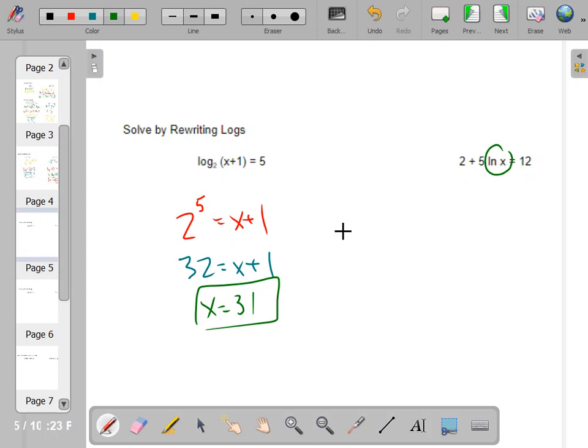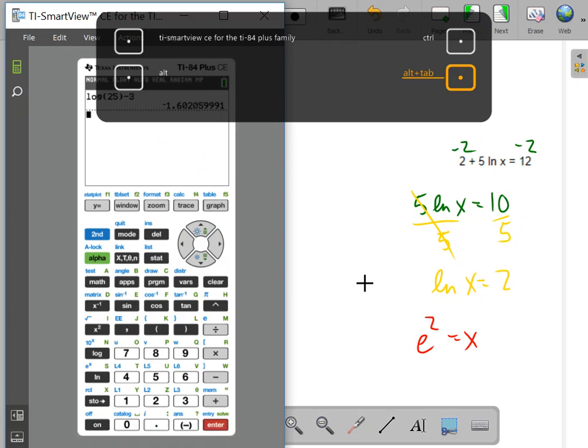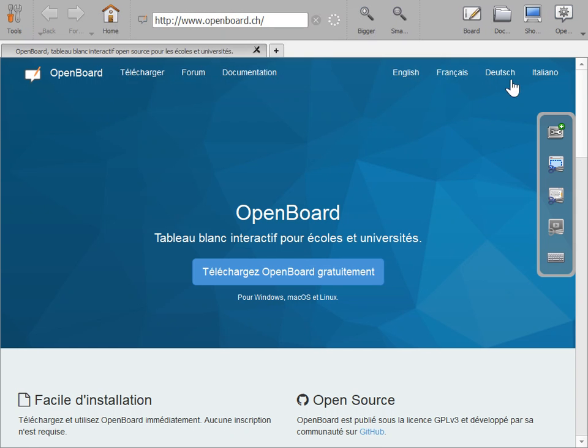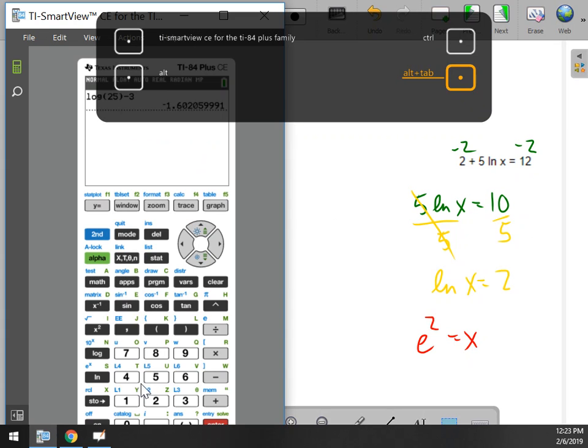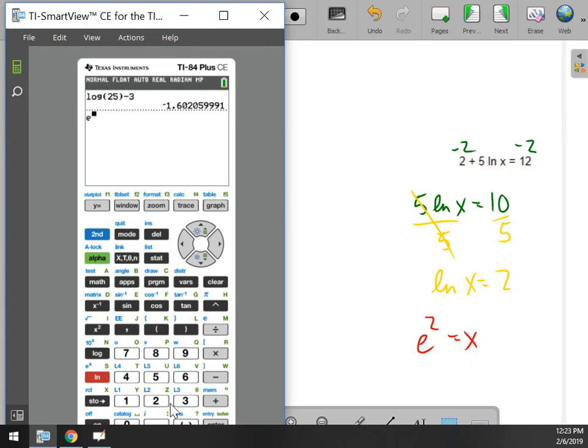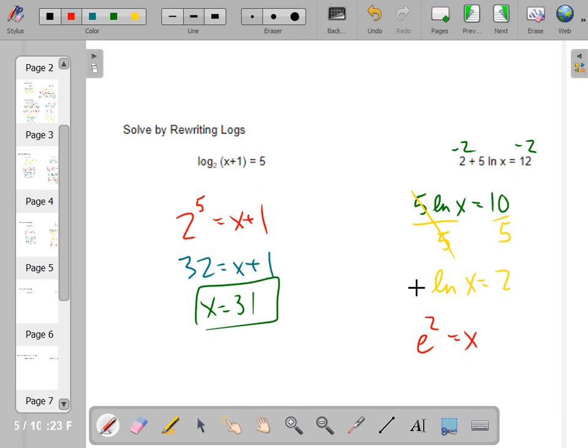We're going to do the same thing here, but we need to get that natural log by itself. So the first thing I'll do is subtract 2. 5 natural log of x equals 10 if you subtract 2 on both sides. Then I'm going to divide the 5 out, and I get the natural log of x equals 2. Now we can rewrite this log as an exponent, but you have to remember natural log is base e. So e to the second equals x, and then I can use my calculator to say e squared is 7.389. So x actually equals 7.389.